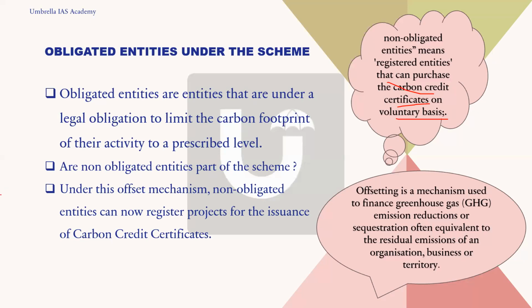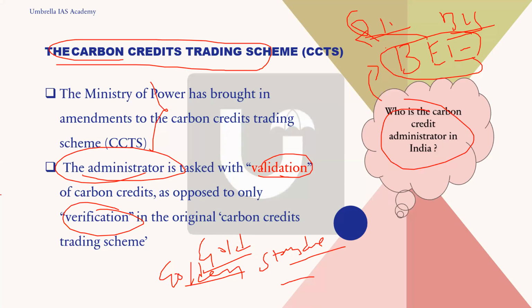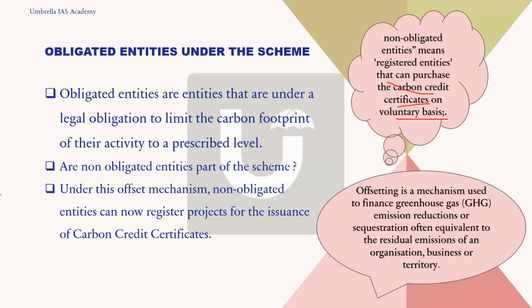But now the recent amendment is also allowing non-obligated entities to participate in the carbon credit market. Earlier, for obligated entities, it is definitely mandatory to buy the credits. So now even non-obligated entities can participate in the offset mechanism.